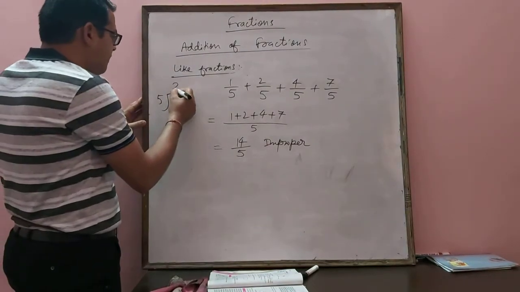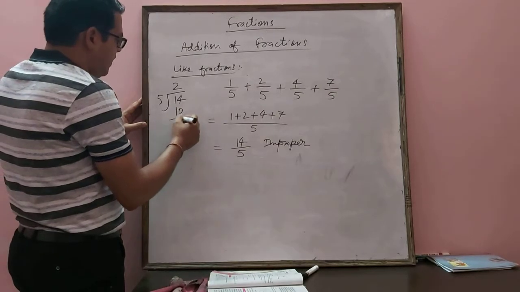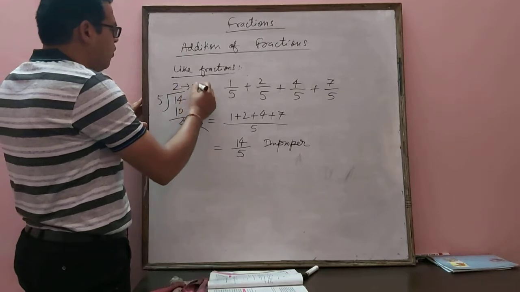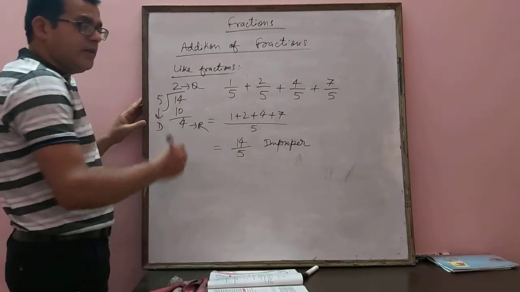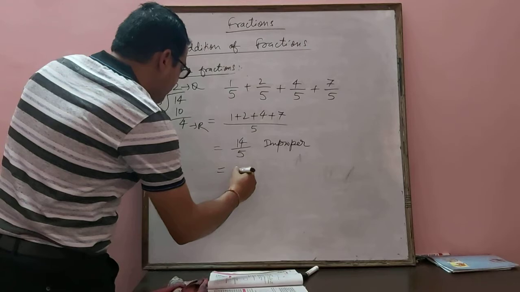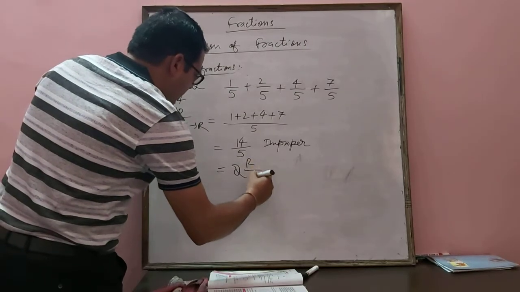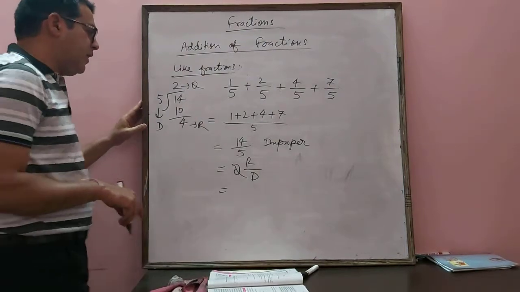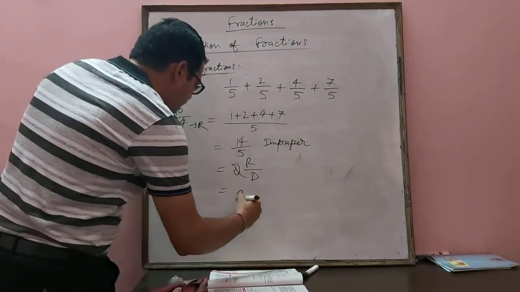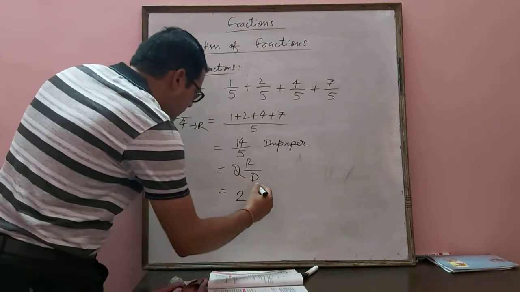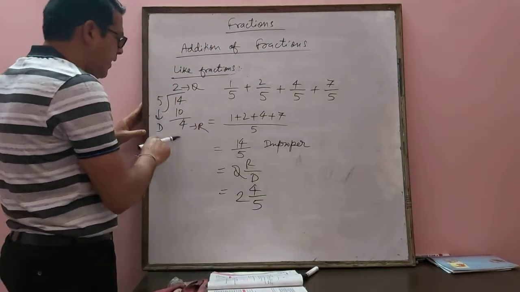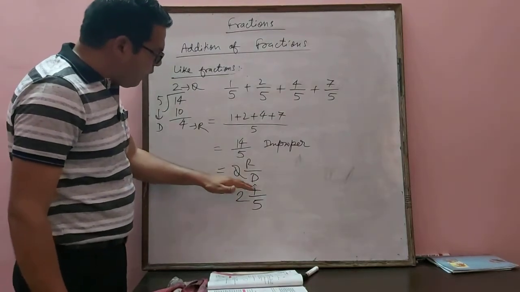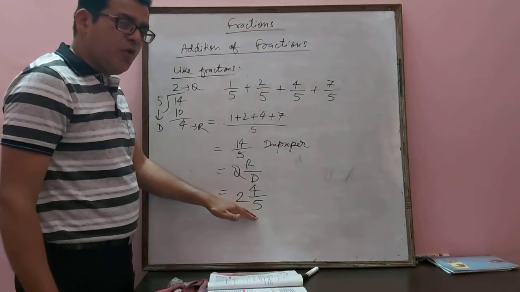For 5, 2 fives are 10, and this 4 is the remainder. This is the remainder, this is the quotient, and this is the divisor. So according to the rule, we can write it Q whole R by D. We have already discussed all these things. Now what is the quotient? It is 2. Remainder is 4, and denominator or divisor is 5. So we can write it 2 whole 4 by 5. Hope you understand, guys.